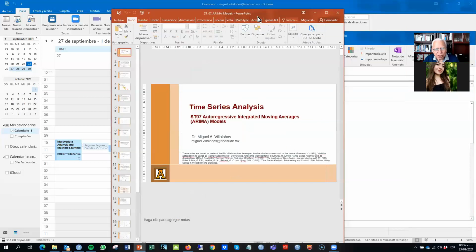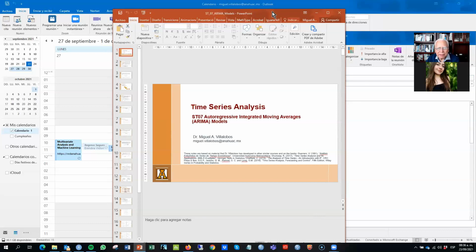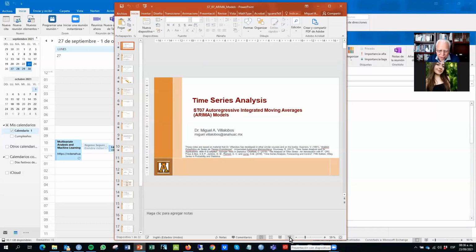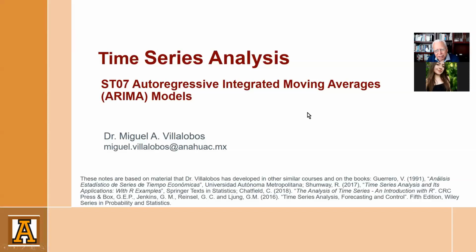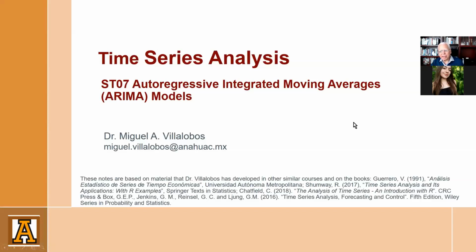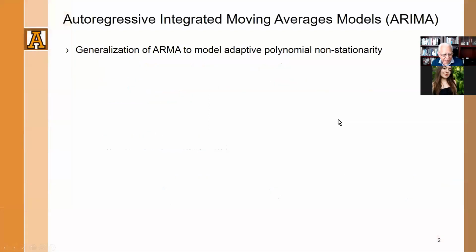So we're going to start talking about presentation number 7, which is ARIMA models. Last time we reviewed ARMA models, and I will introduce the difference term here to be able to handle more series. The I in ARIMA stands for integrated, because it's an autoregressive integrated moving average model, and it is just a generalization of the ARMA models.